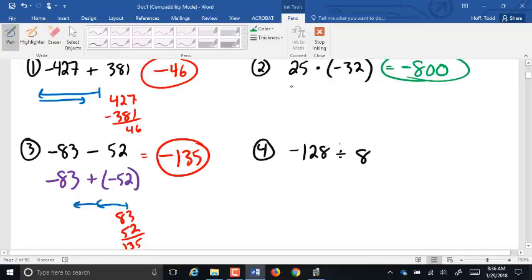And number four, division. We combine the numbers. 128 divided by 8 is 16. Then we worry about the sign. A negative divided by a positive is negative. So negative 16. Any questions on those?